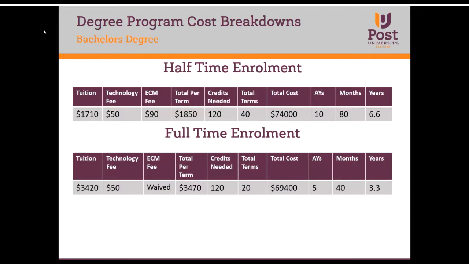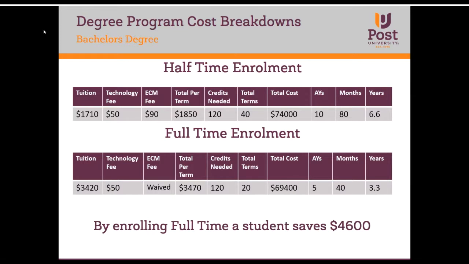For a full-time student, again, those ECM fees are waived. The cost is less. The timing is less. 5 academic years, 40 months, just over 3 years. So if you do the full-time enrollment, you can actually complete your bachelor's degree quicker than if you were in a main campus setting, thus the accelerated degree program. Again, half-time students, I promise you there's options at the end.